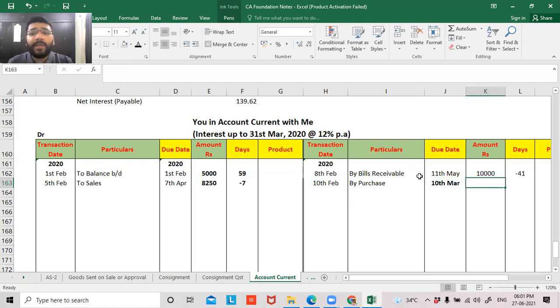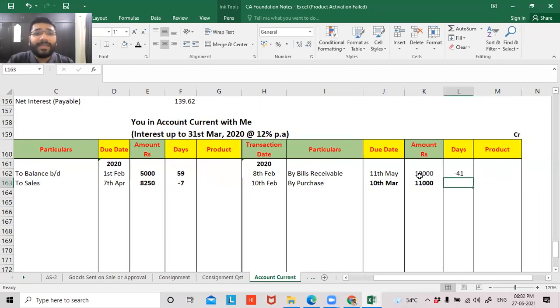March. Now tell me, guys, the due date is falling before the account current statement date or after the account current statement date? Before. So can I say the days will be in plus now? So how do you calculate? 10th of March is the due date.